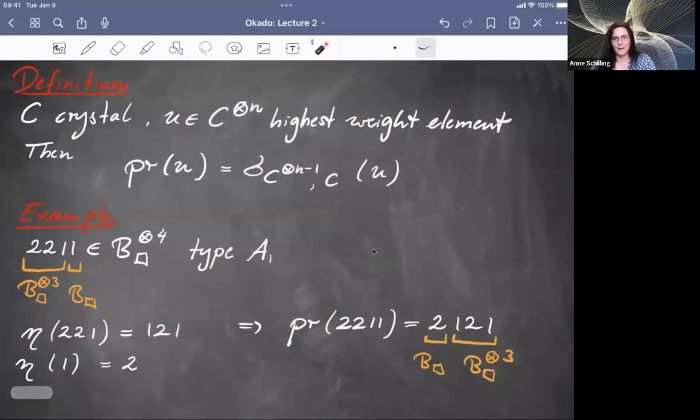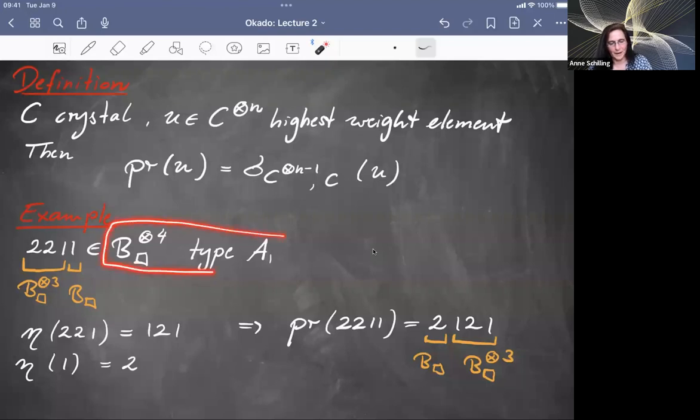And if we now have a highest weight element in an n-fold tensor product of a crystal, then we can define the promotion operator by taking this crystal commutor, and we are going to split one of the tensor factors off and keep the other n-1 tensor factors together. So basically this will correspond to rotating or moving one of the tensor factors to the end. So let me do that in terms of an example.